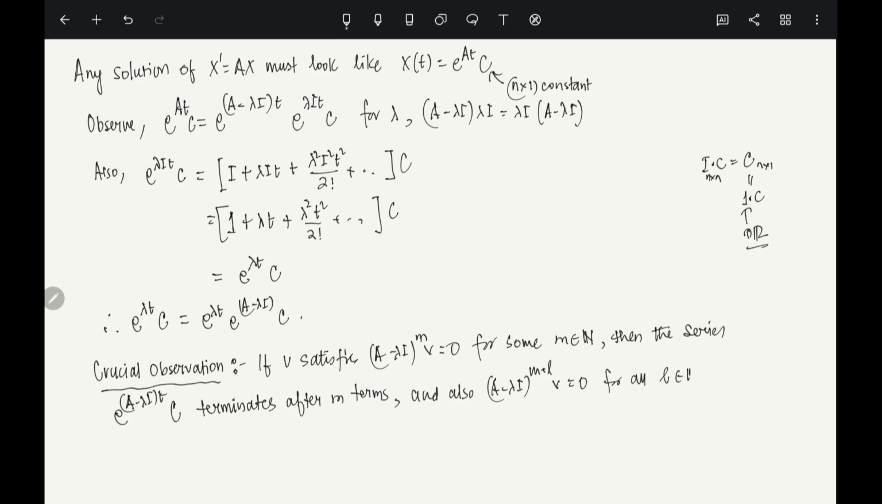Clear? So if A minus lambda I whole power m, that matrix is going to be 0, then if you increase the power by 1 or 2 or whatever, m plus L that is, then that is also going to be 0, right? I hope this is clear. Please check this part. This is not very difficult to see. Of course, it is true. So please check this part.